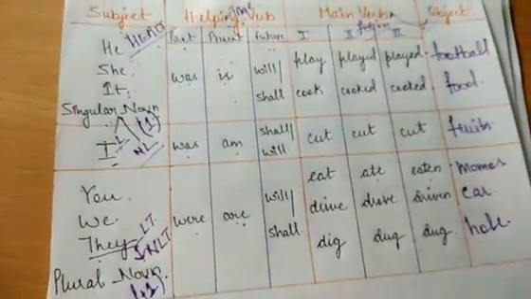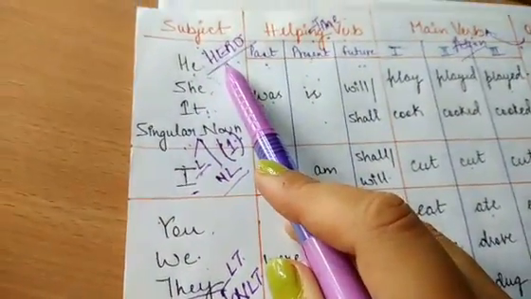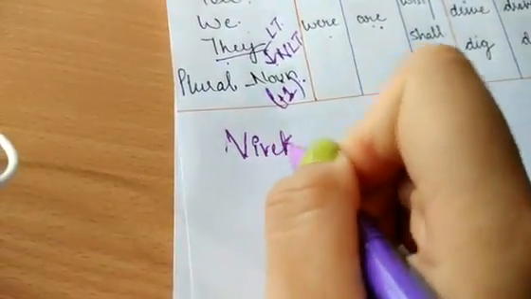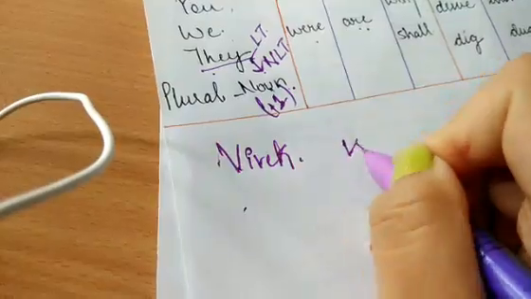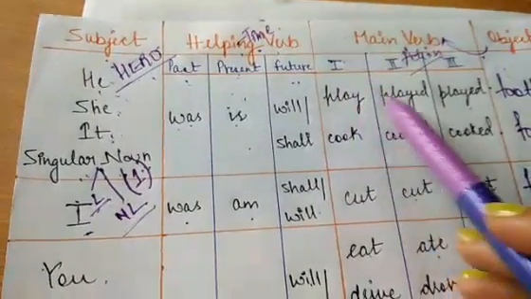How are the sentences formed? This we will take up now. Let us take the most basic form of a sentence starting with he. Let us give this he a name. The name given is Vivek. Vivek is. Then the main verb. Again, let us take play.